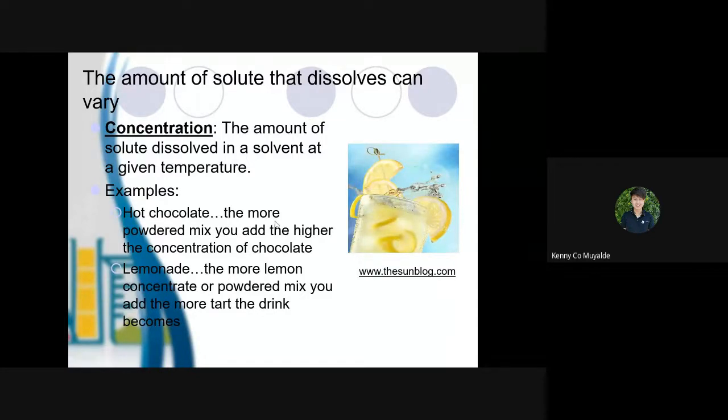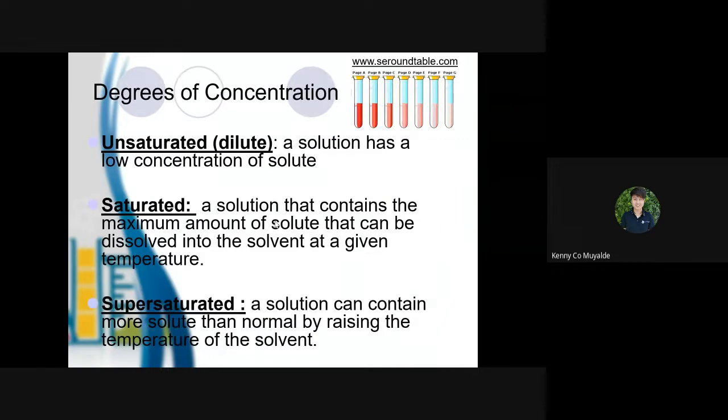Okay? So an example of this is when you are going to make juice. So for example, orange juice. Kapag masyadong konti yung nilagay mo na orange powder, it is dilute or unsaturated. Kapag masyadong marami naman, then that is supersaturated. So yun yung ating concentration. So for example, we also have your lemon juice. If you're going to create lemonade, kapag mas marami kang lemon na nilalagay, mas concentrated siya. Okay? So these are the different degrees of concentration. We have unsaturated, saturated, and supersaturated.